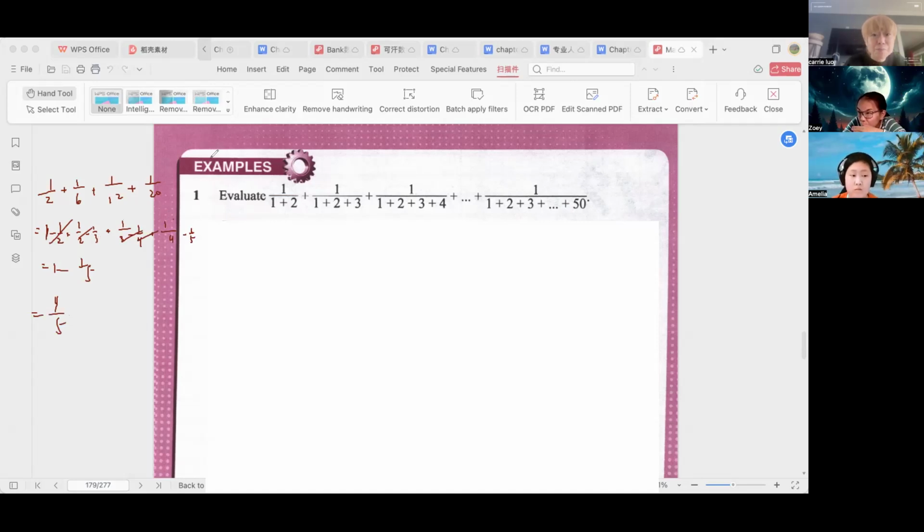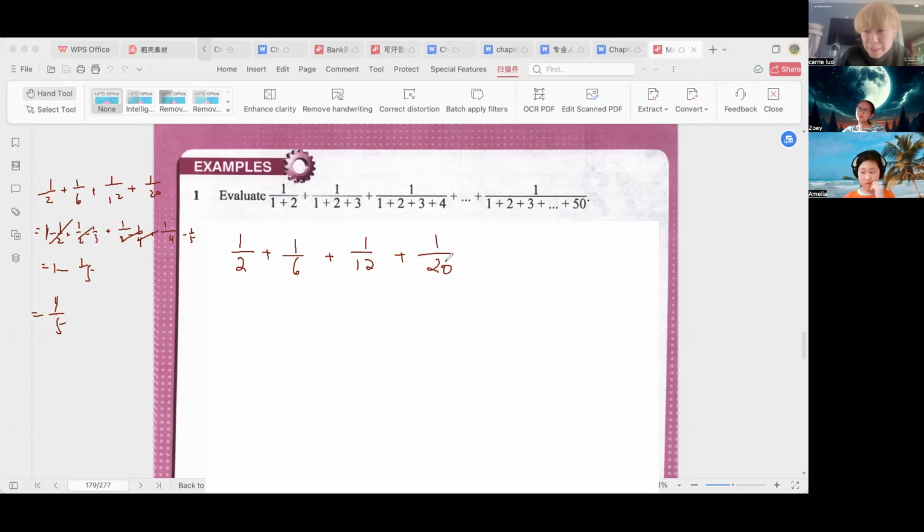Forgot already? Okay, let's review this one. Before we move forward to complex fractions, we need to review something we learned before. I want you to study this one: 1 over 2 plus 1 over 6 plus 1 over 12 plus 1 over 20. This is our prior knowledge. When we learn something new, we need to bring back our memories of prior knowledge. It's going to help us get more involved in the concept we're learning today.